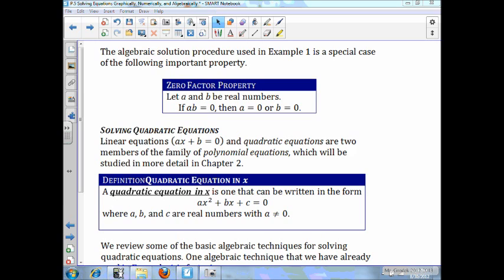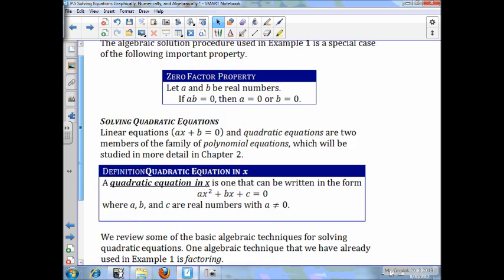Now, solving quadratic equations. Linear equations, ax plus b equals 0, and quadratic equations are two members of the family of polynomial equations, which we'll study in more detail in Chapter 2. A quadratic equation in x is one that can be written in the form ax squared plus bx plus c equals 0, where a, b, and c are real numbers, and a cannot equal 0, because if a did equal 0, you wouldn't have a quadratic equation.